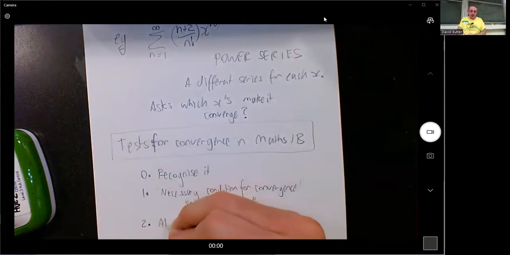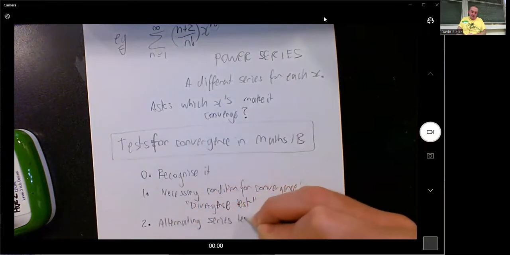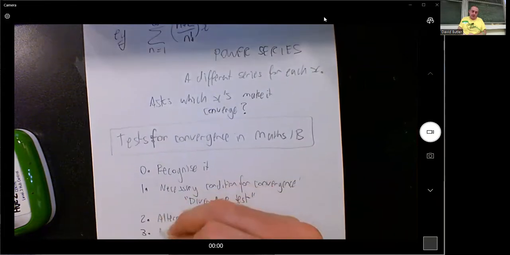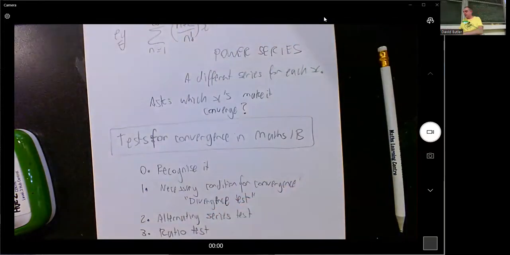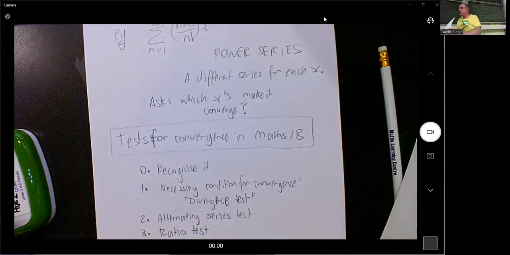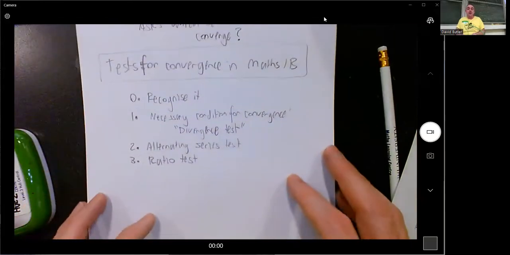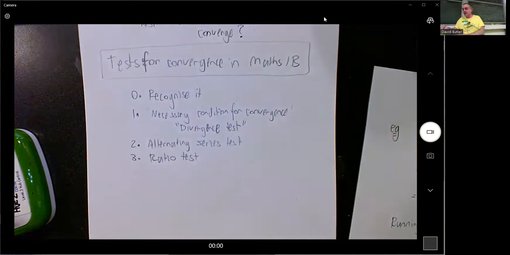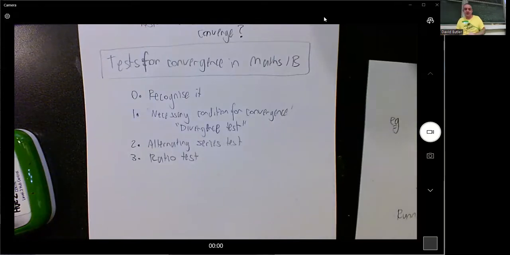Number 2 is the alternating series tests. And number 3 is the ratio test. They are the tests for convergence that are in Maths 1B. If you ever do another course about power series, such as Real Analysis 2, you will learn even more convergence tests. Won't that be fun? If you choose not to do Real Analysis 2, then you will live in blissful ignorance. So they are fun. I quite like convergence tests.